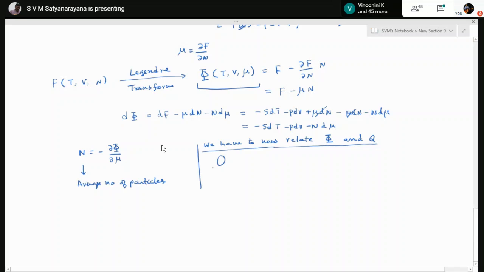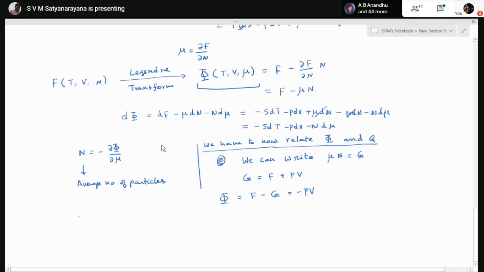Now let us look at this. We can write mu N to be the Gibbs free energy, and you know Gibbs free energy can be written as F plus PV. In that sense, you can write down this phi to be F minus G, which is equal to minus PV. So minus PV is the potential that we are talking about.